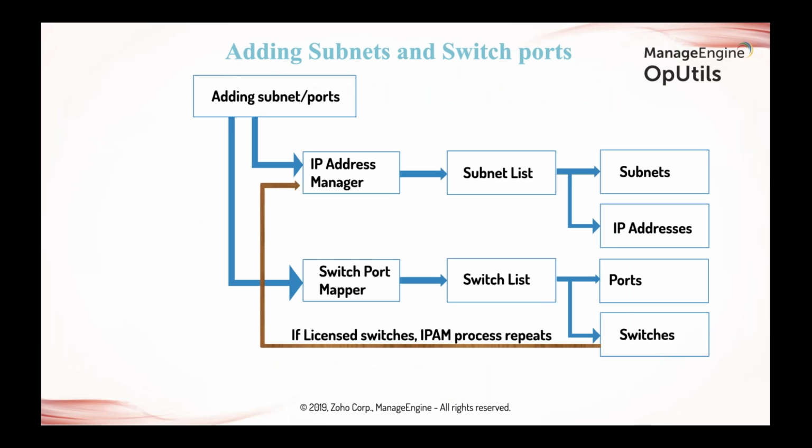So this is a pictorial representation of how to add subnets or switch ports to OpUtils. You can go to the IP address manager subnet list and add to the subnets in IPAM, or directly add to the switchport mapper switch list. If the switch is present in IP address manager, it will also get added in the IPAM.